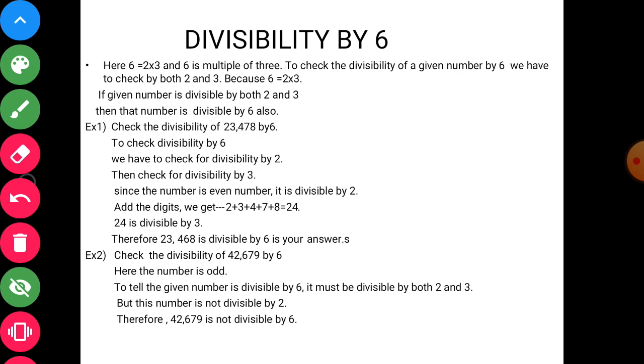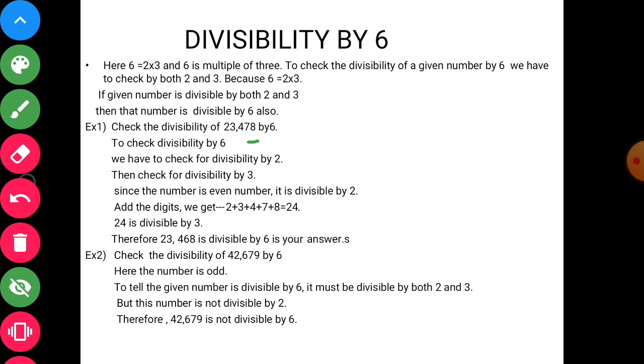Now let us see example 1. Check the divisibility of 23,478 by 6. Now first, what do you have to do? No need to go for the long division method here also. Anywhere, the advantage of the divisibility test is only that. There is a trick that you have to use. Now you just have to see whether this number is divisible by 2. To check that, in the previous video you have learnt that you just have to see the unit place of the given number, that is 8, which is even.